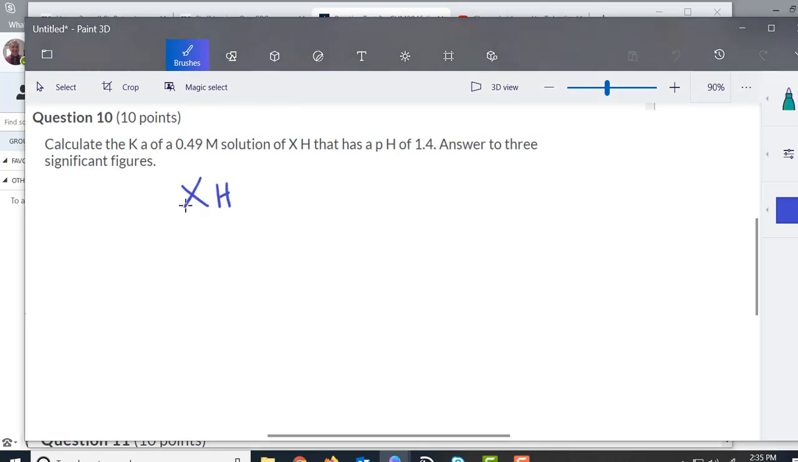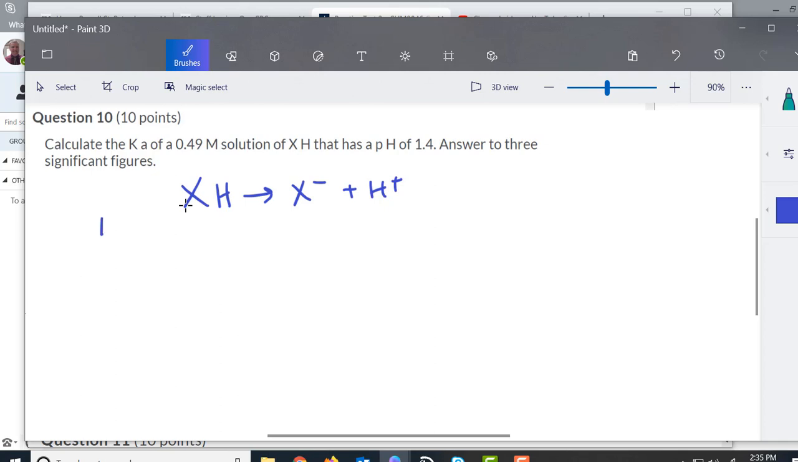Now what we learned from the 2 previous questions, questions 8 and 9, is that to get the other product, you'll take H plus away from it. So X minus plus H plus is what that would look like. You take off the H and the charge goes down by 1.